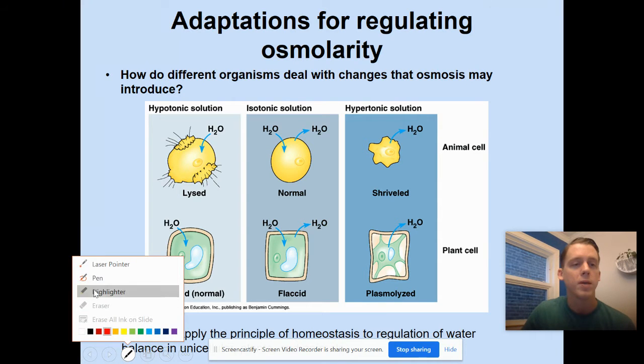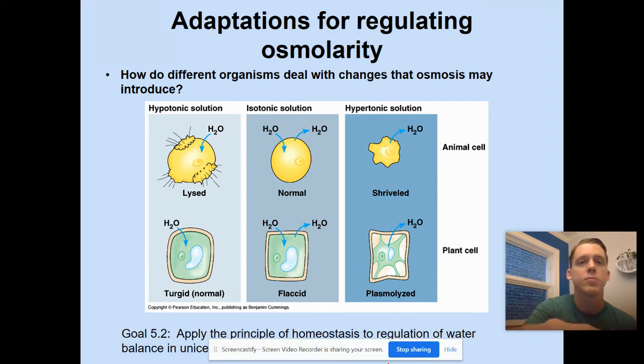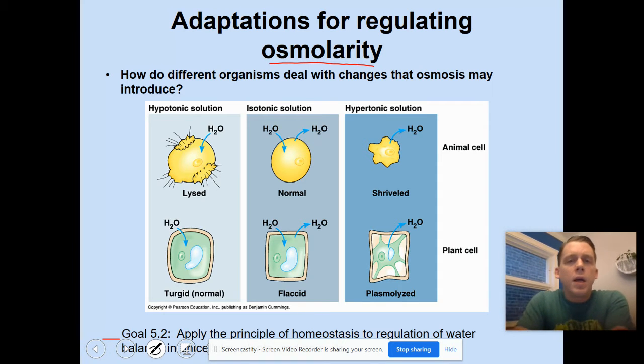Do you see this term here, osmolarity? And you may be thinking, all right, what does this mean? So osmolarity just refers to osmosis. So as we know, there's hypotonic solutions where water goes in. There's isotonic solutions where water goes in and out equally. And then there's hypertonic solutions where most of the water leaves.